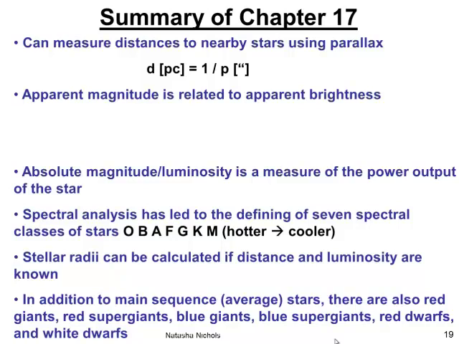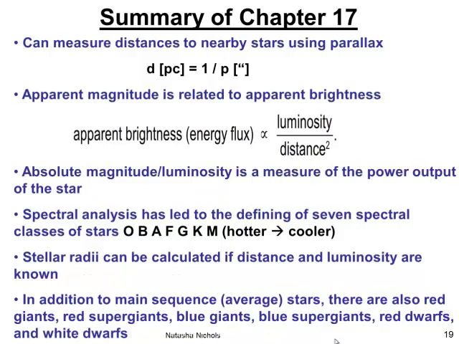We just finished chapter 17, and here's a little summary of what we talked about. We talked about parallax one more time, which helps us find the distance to a star. And make sure that you remember that this formula works for only nearby stars. And you have to make sure that for distance you use parsecs, and for parallax you use arcseconds.